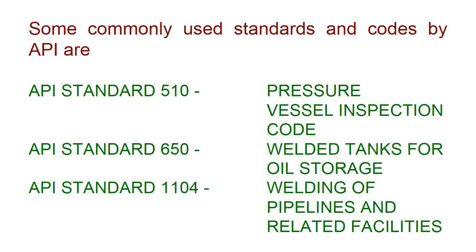Some commonly used standards and codes by API are API Standard 510, Pressure Vessel Inspection Code; API Standard 650, Welded Tanks for Oil Storage; and API Standard 1104, Welding of Pipelines and Related Facilities.